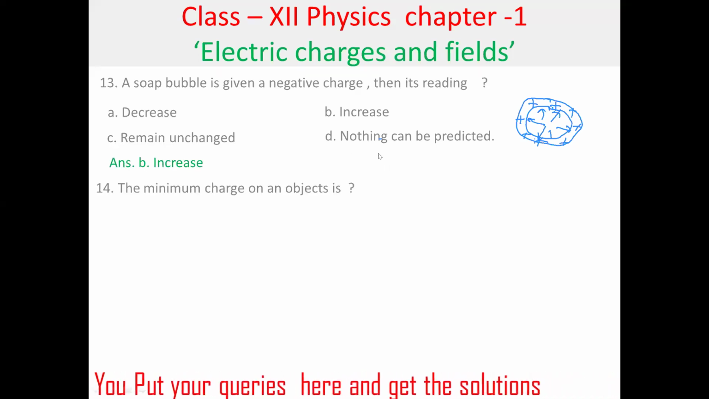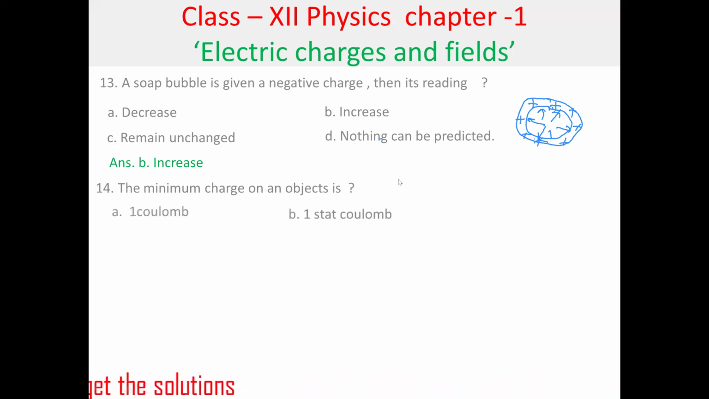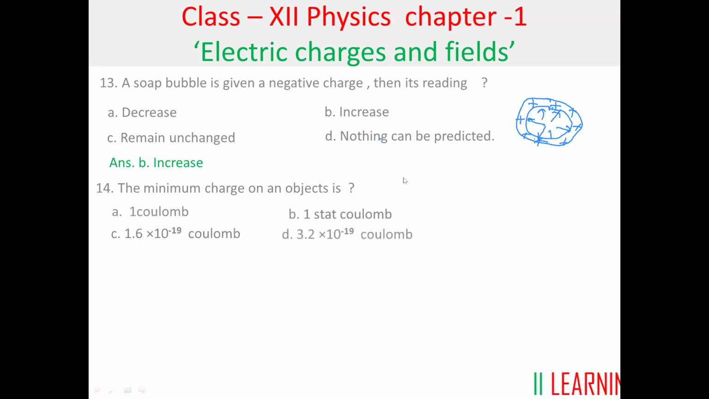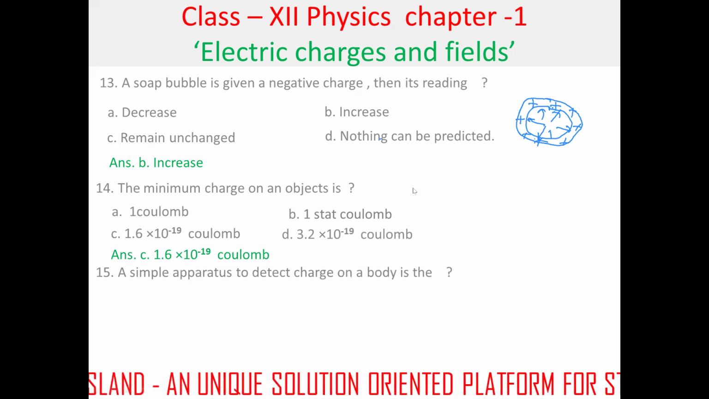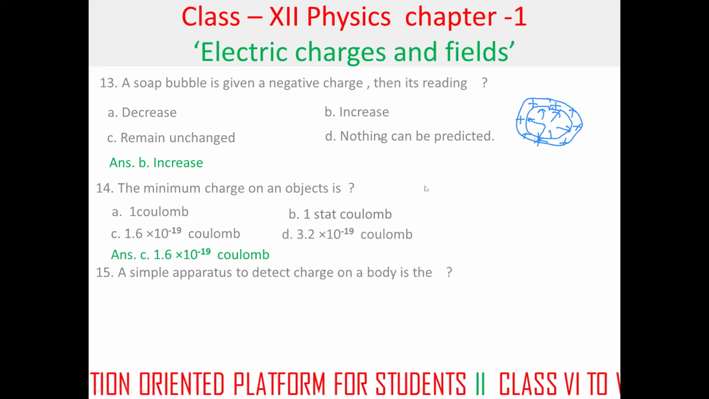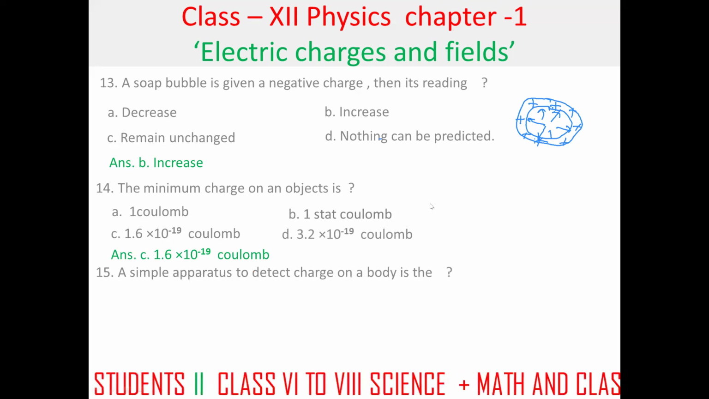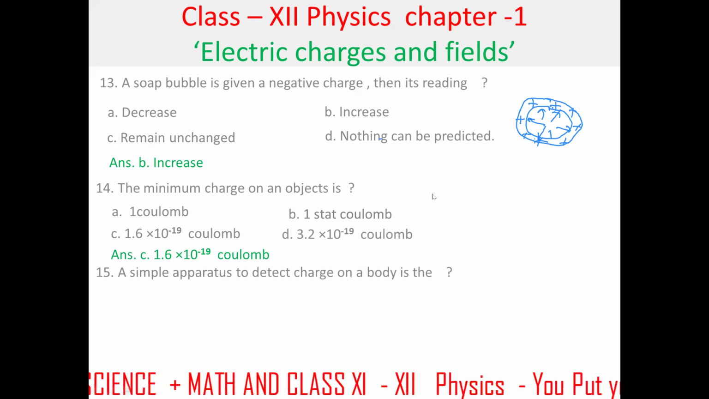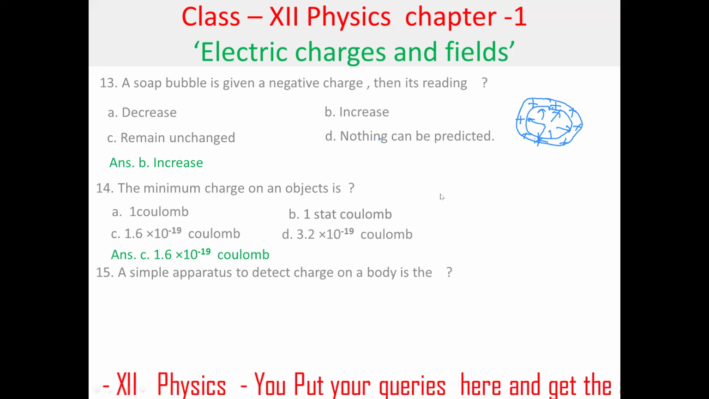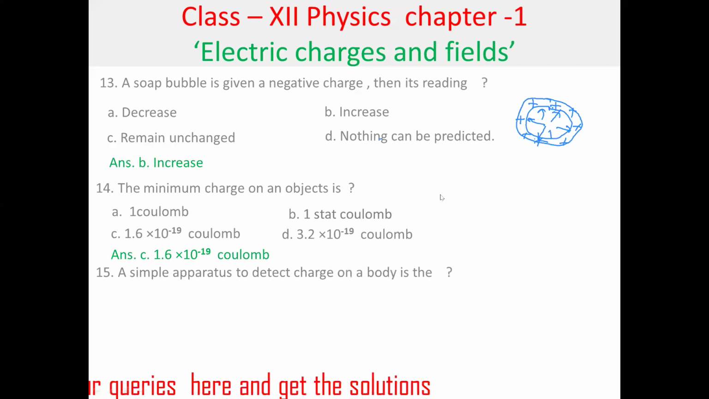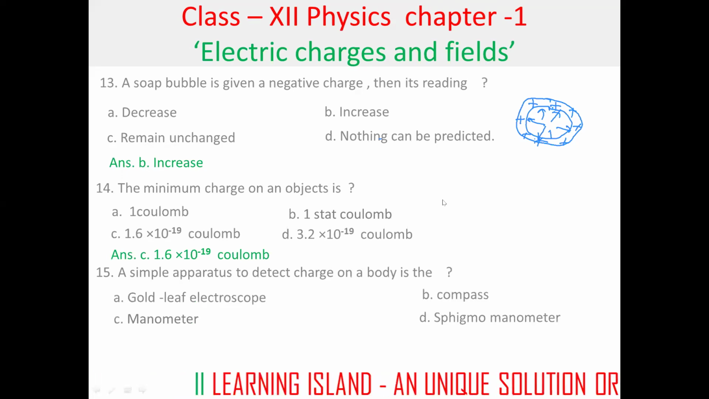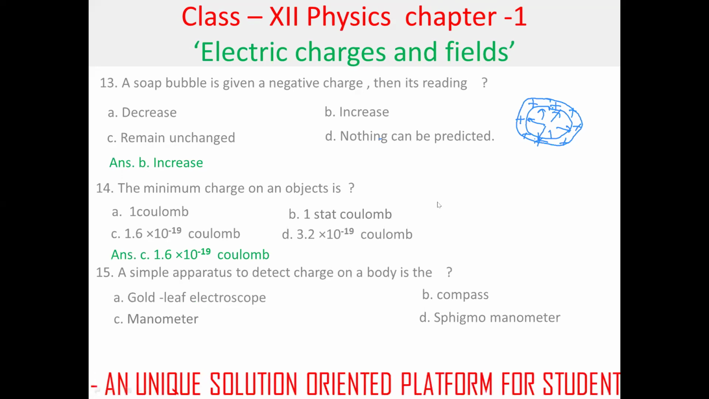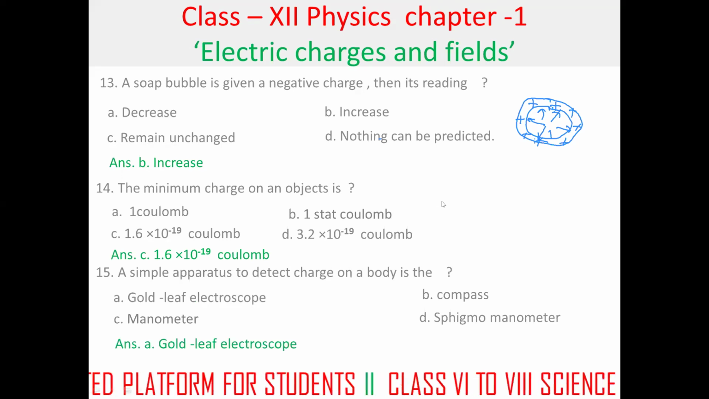Next question, the minimum charge on an object is, it is very easy, because the minimum charge would be equal to the charge of an electron. So the answer would be 1.6 into 10 to the power minus 19 coulomb. Now next question, a simple apparatus to detect charge on a body is the. There is an apparatus which detects whether a body has charge or not, either negative or positive. What is its name? Very, very important question. The name is the gold leaf electroscope.